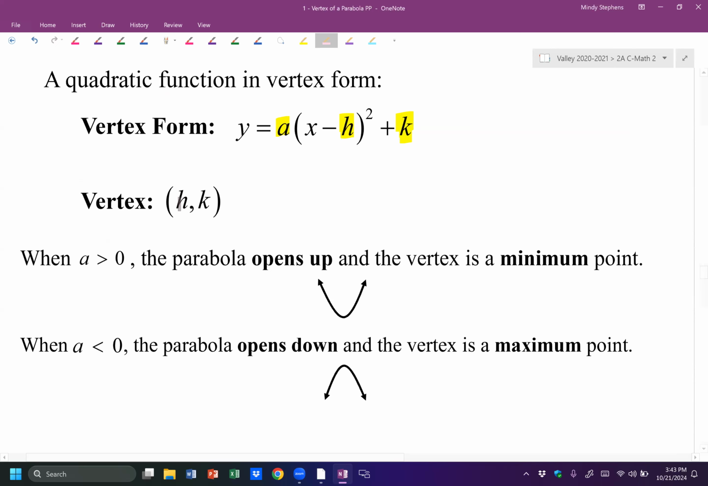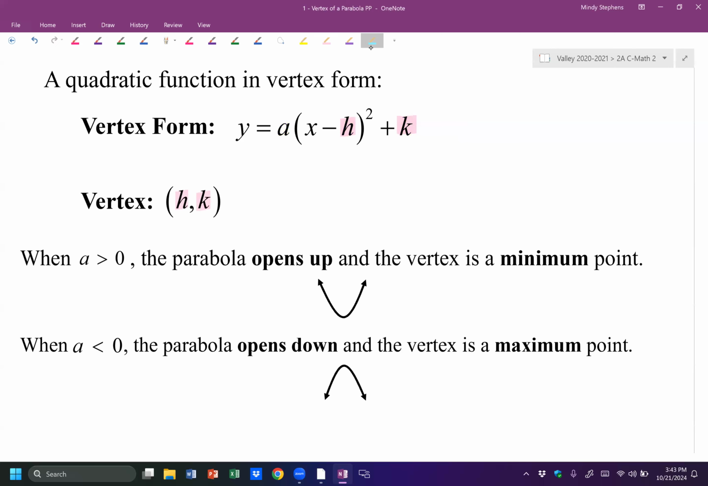The H and K, these two, are going to be your vertex. So whatever numbers are here and here, that's going to be the X and Y of your vertex. So the H goes first, the K goes second. So whatever's in the parentheses is your X value, the first number. Whatever's outside the parentheses is your second number of your vertex. So that's how we're going to find the vertex.